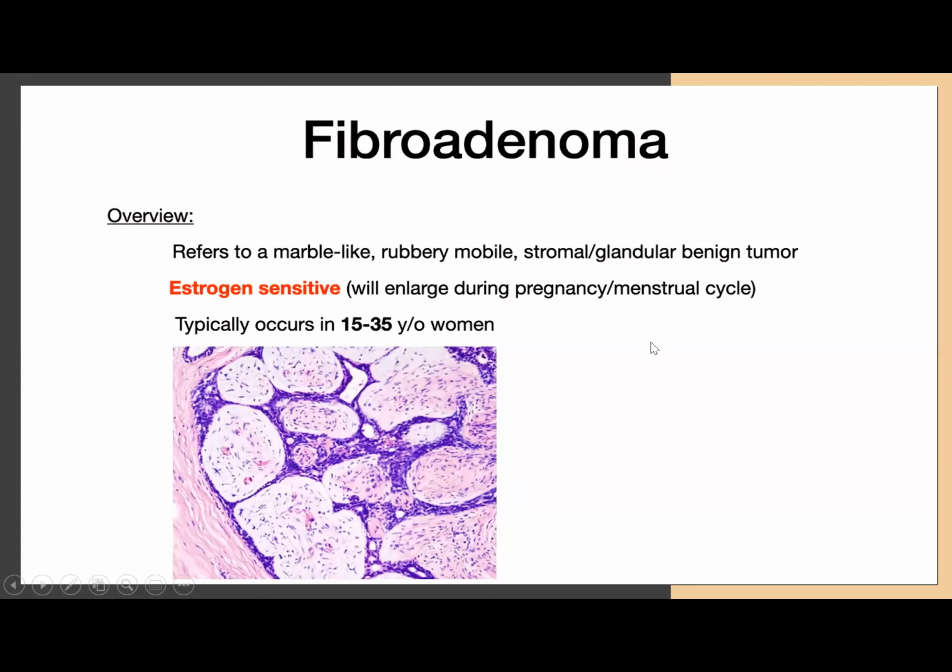Okay, the fibroadenoma refers to a marble-like, rubbery, mobile, stromal glandular benign tumor. Estrogen sensitive, it will enlarge during pregnancy and the menstrual cycle. Typically it occurs in women 15 to 35 years old. Normally this is what they will tell, but currently the age is not particular. A lot of people also have it. So estrogen sensitive, menstrual cycle imbalanced. When you have a menstrual cycle imbalance, fibroadenoma can grow.